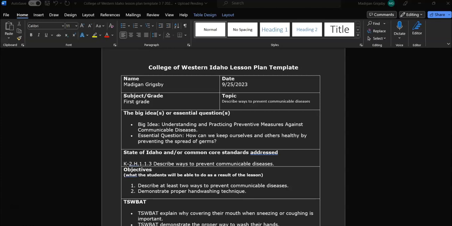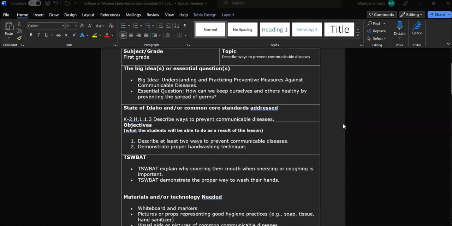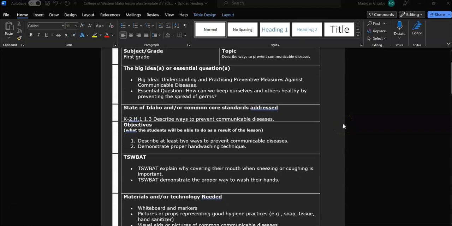Starting the lesson, I will begin by asking the students if they know what germs are and where they come from. This will serve as a brief introduction to the topic and engage their prior knowledge. The big idea is understanding and practicing preventative measures against communicable diseases. The essential question is, how can we keep ourselves and others healthy by preventing the spread of germs? The state of Idaho standard is K-2 H113, describe ways to prevent communicable diseases.